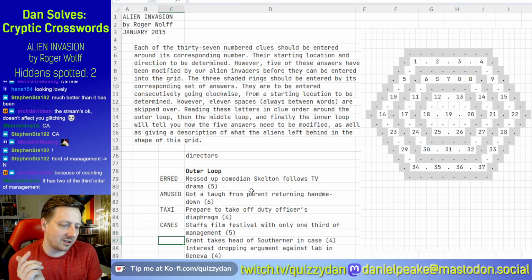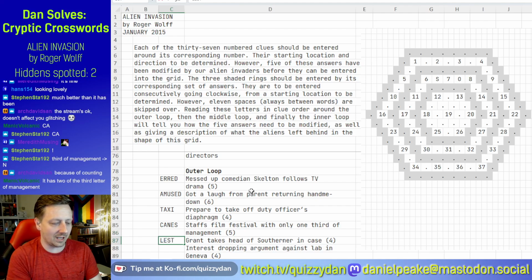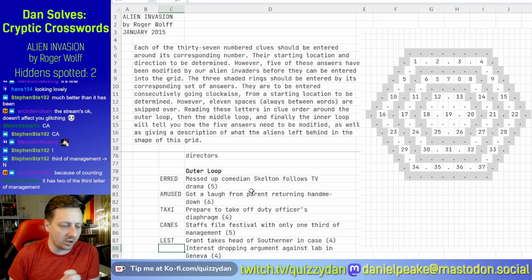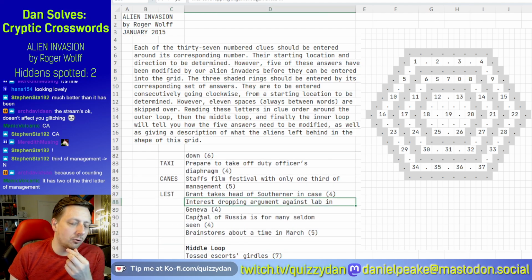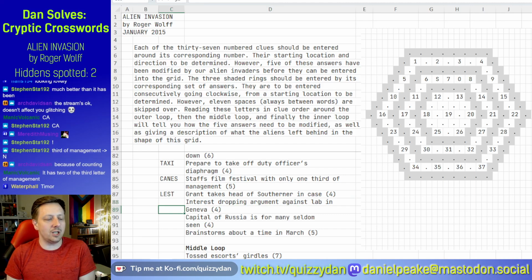Grant takes head of Southerner in case. I'm just going to go for that. That is lest. Let, if you grant, you let. Head of Southerner is S. Put that in. And in case of something, lest something happens. That's lest.